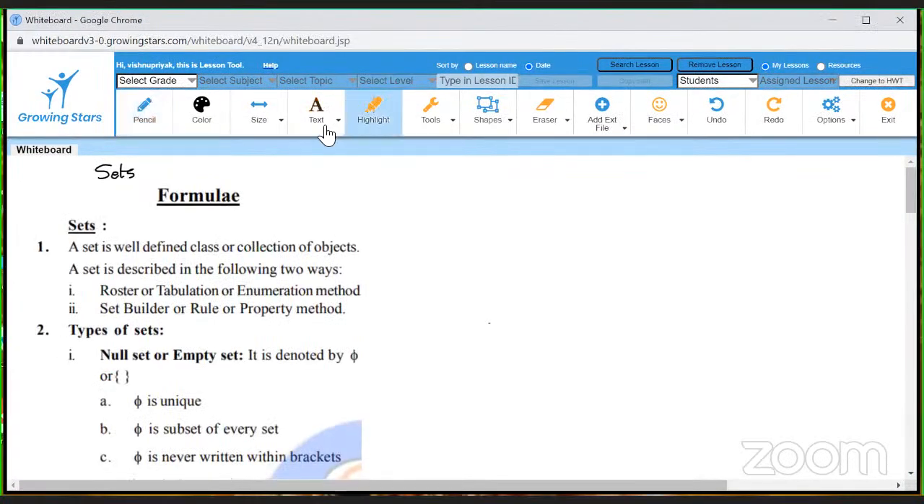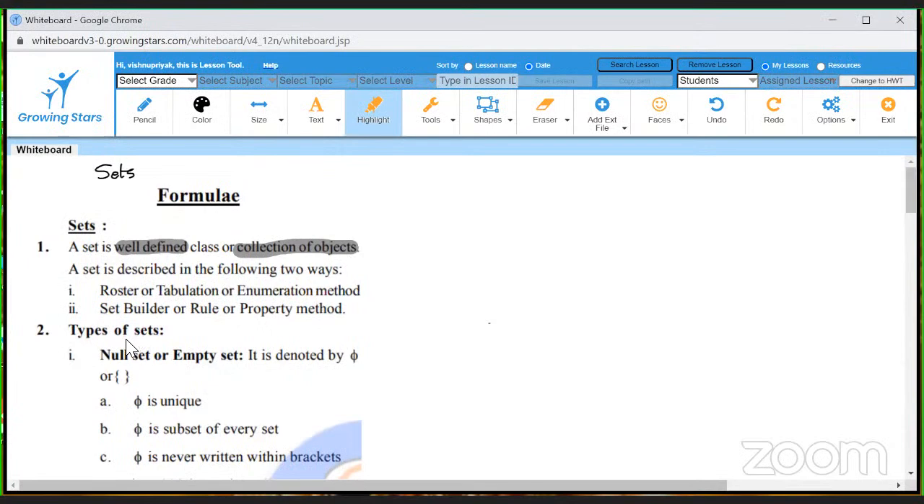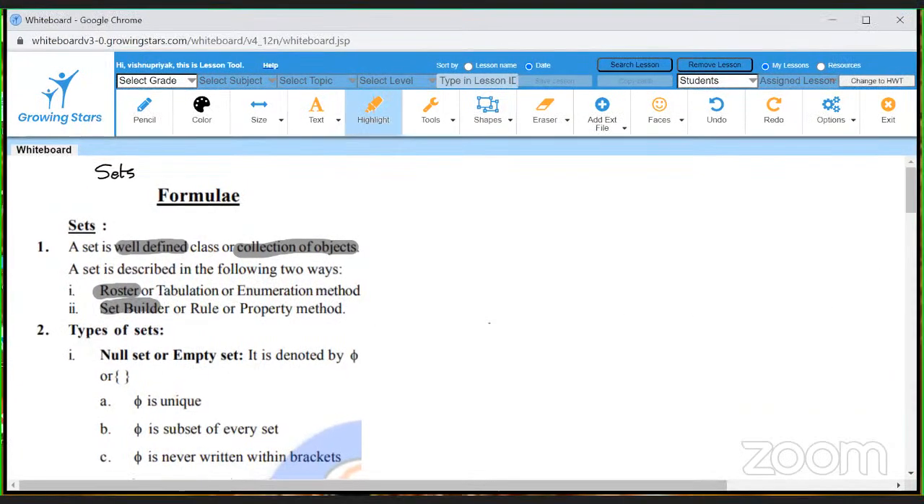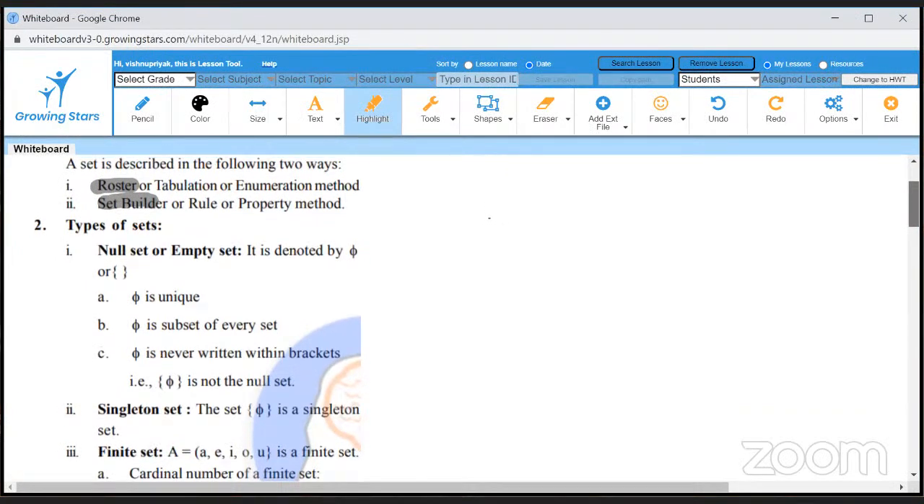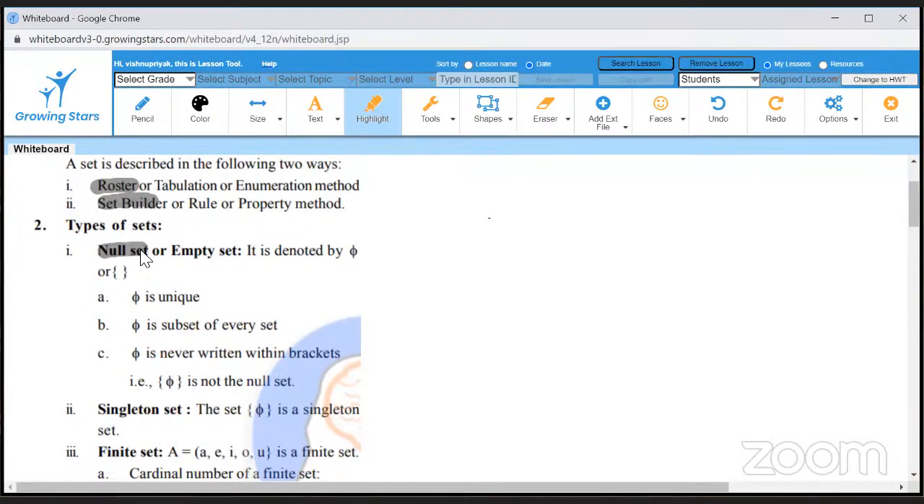What is a set? A set is a collection of objects, but it must be well defined. Well defined means as soon as you see, you must recognize what the pattern is, what is going on. So it should be a well defined collection. Then a set can be written in 2 forms: roster form and set builder form. There are different types of sets. The first one is the null set or empty set.